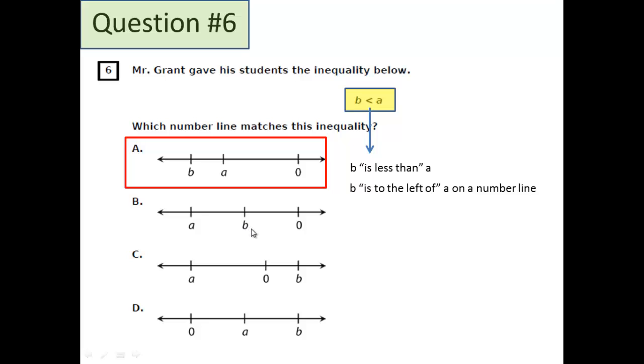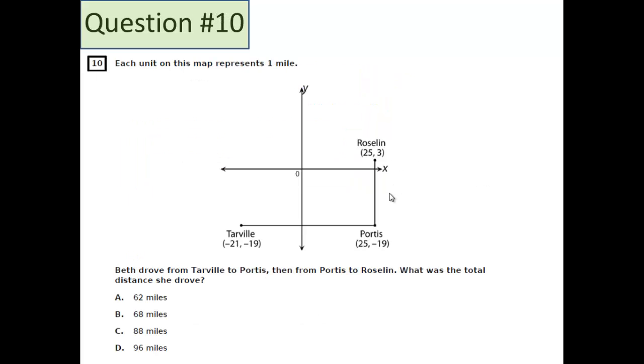In this case, A is to the left of B. So the answer for that one was choice A. Really important to remember this fact. B is less than A means it's to the left of a number on a number line. Okay? Next up. This one caused a lot of issues.